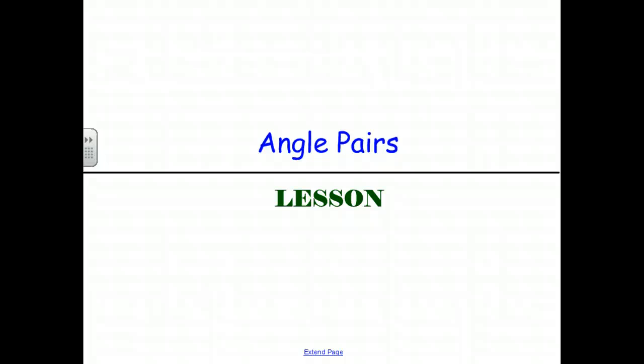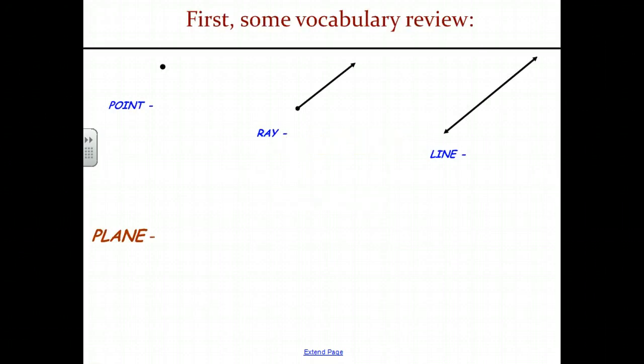So this video lesson is all about angle pairs, and before we get to talking about what angle pairs are, we have to go back and look at some important vocabulary related not only to angles, but to geometry in general. So in the very basic sense of geometry, we have four things. We have a point, we have a ray, we have a line, and we have a plane.